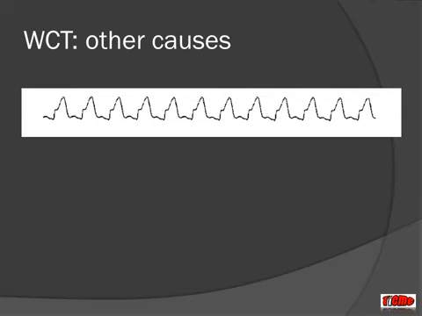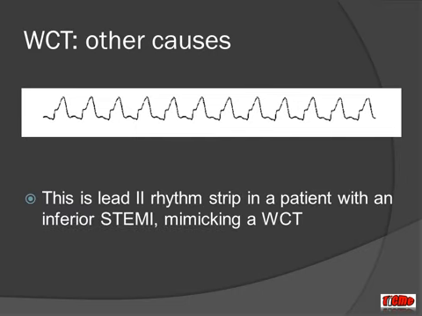What about this? Is this a wide complex tachycardia? Well, it is a bit fast, but this is actually sinus rhythm, and this is lead 2, and what we've got is massive ST elevation. So this is mimicking a wide complex tachycardia. This is actually someone having a right coronary artery ST elevation myocardial infarction, so it's mimicking a WCT. Obviously, if you had the full 12-lead ECG, it would be much more obvious, but that'd be a bit of a shame to make that mistake.